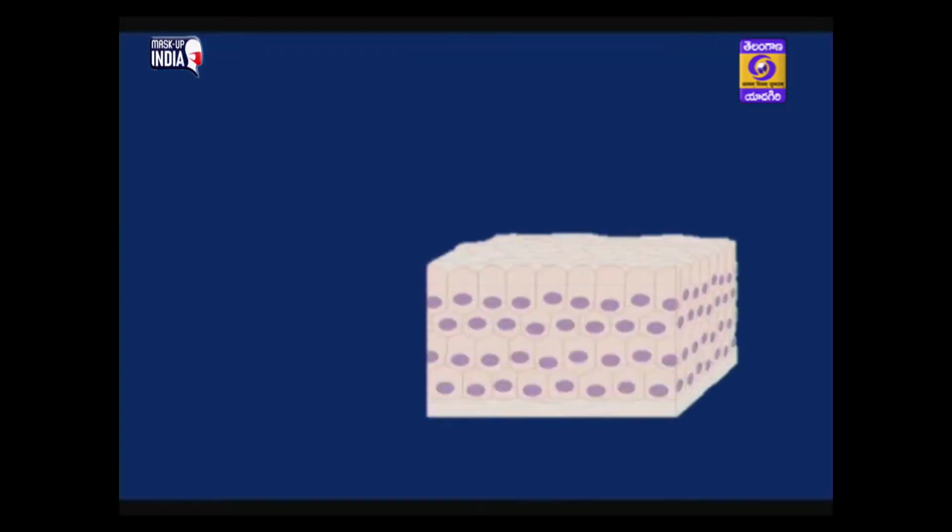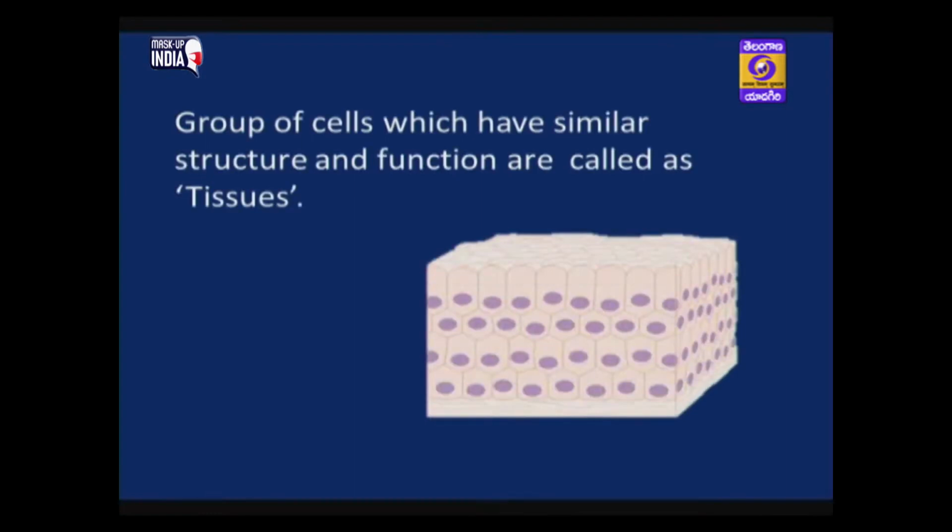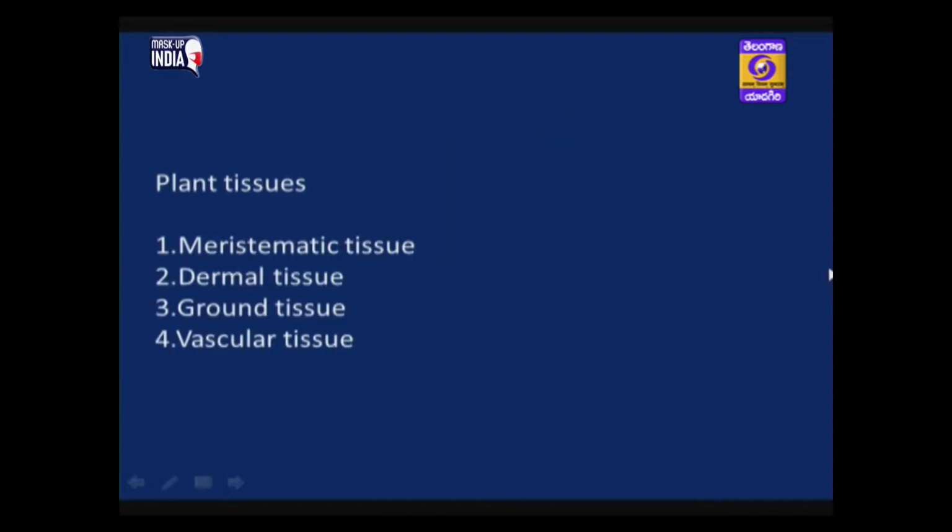Cells are seen in groups. Groups of cells which have similar structure and function are called tissues. Here you can see a tissue. Now, let us see about plant tissues and animal tissues. First, we will learn about plant tissues.